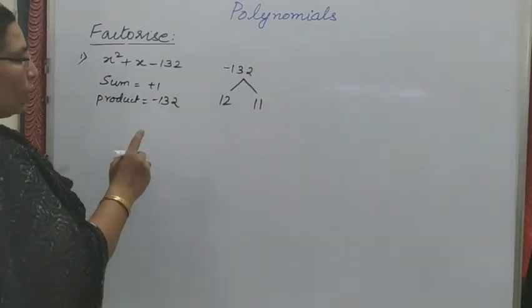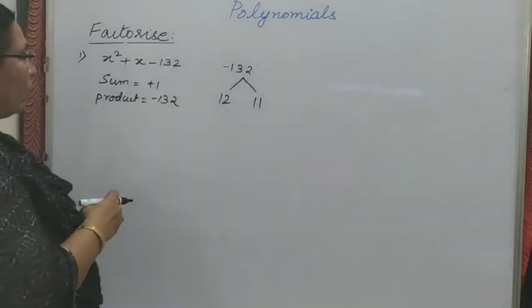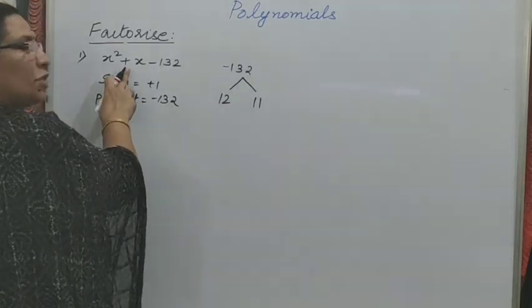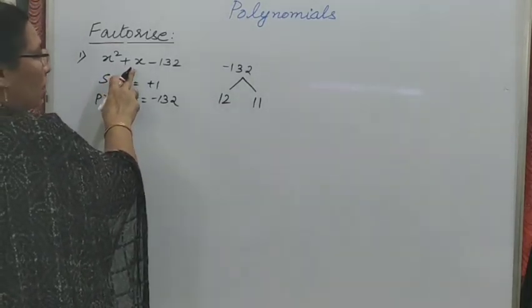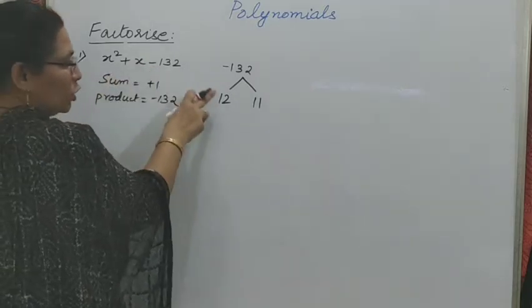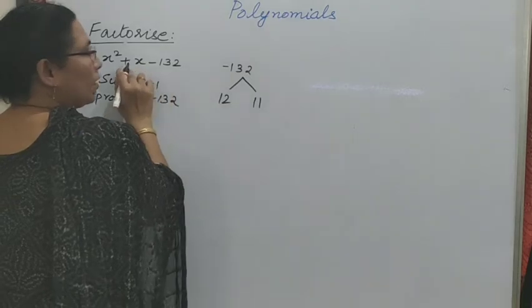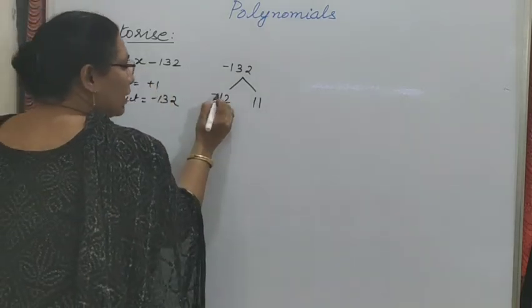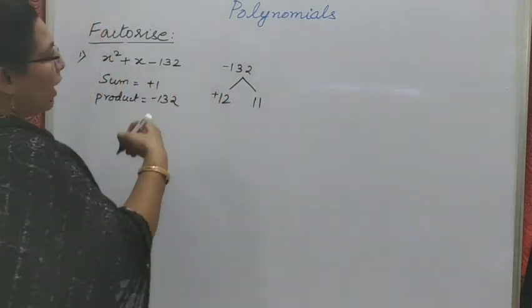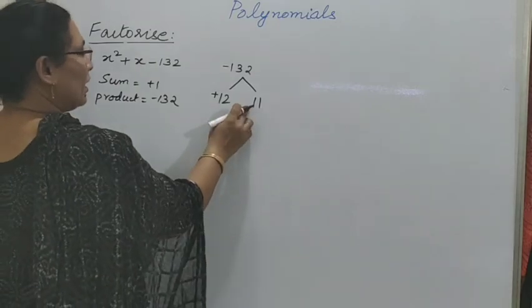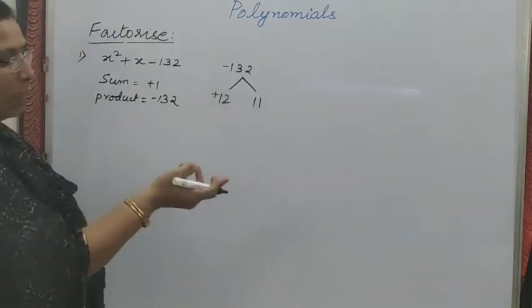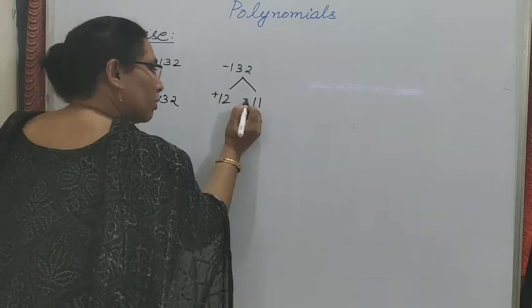Now the second point, we identified the factors 12 and 11. What is the middle term sign? It is plus. The plus sign should be given to the greater number among these two factors. So the middle term sign is plus, so the greater number is also plus. But if I put plus here, it will be 23, so that is not possible. So I am putting minus here.